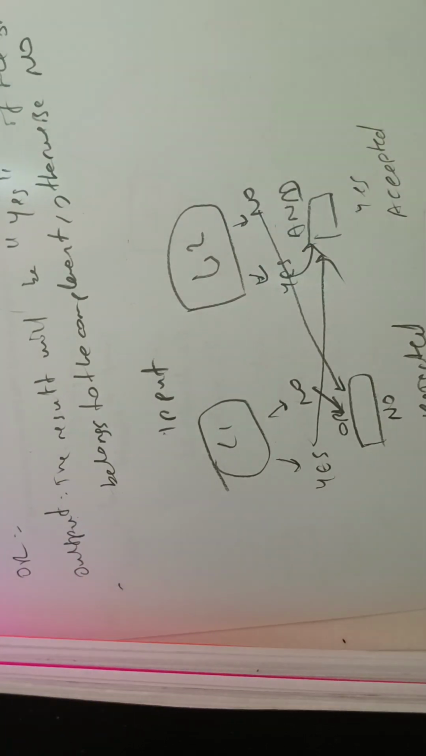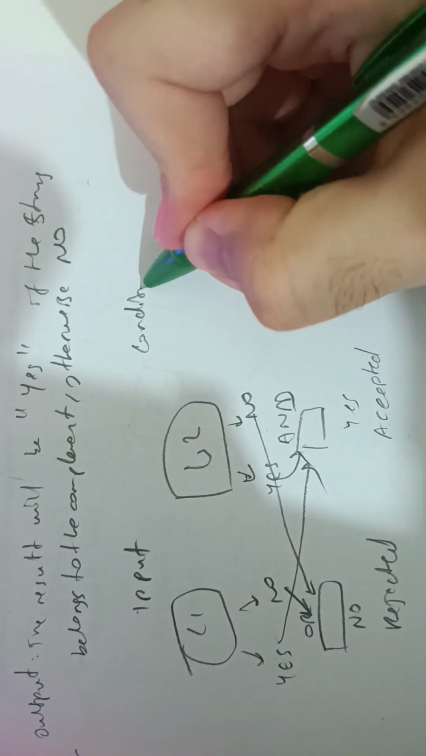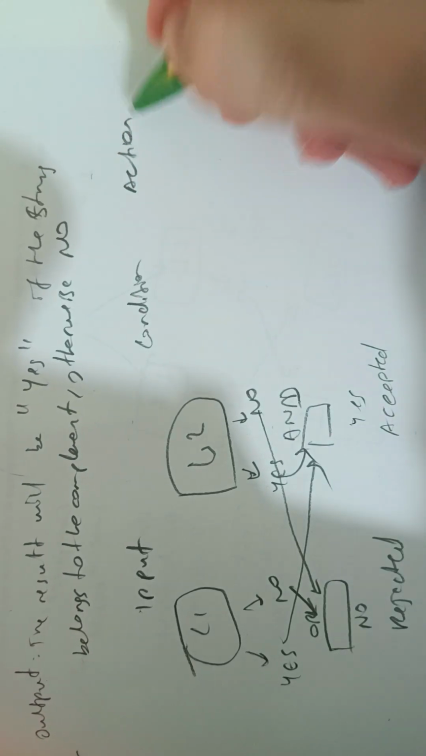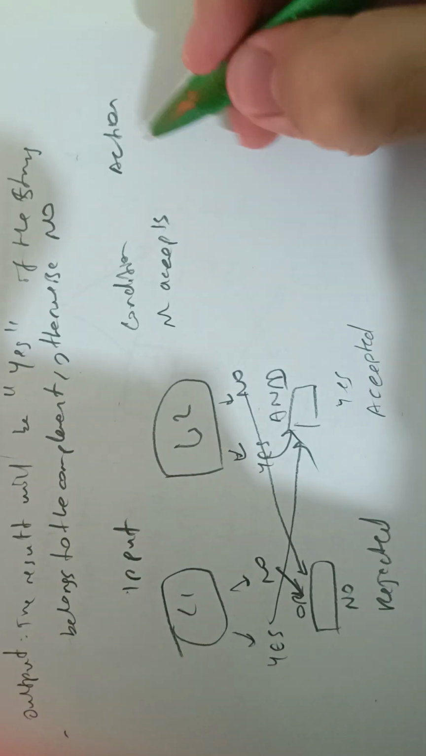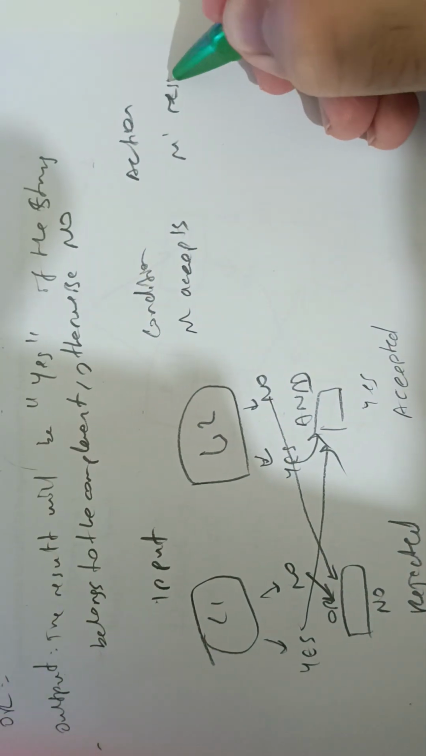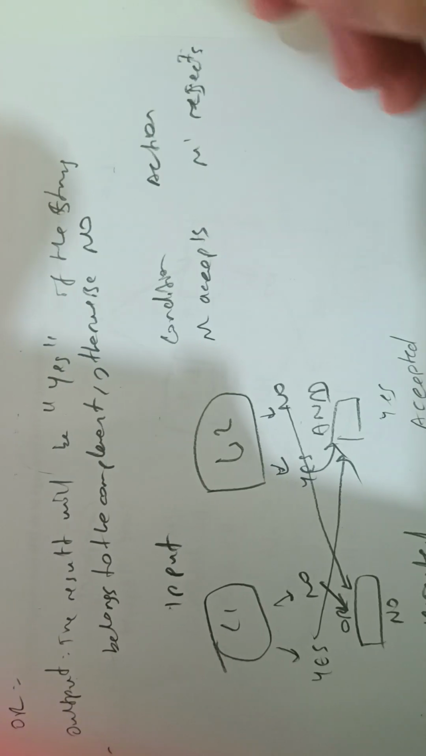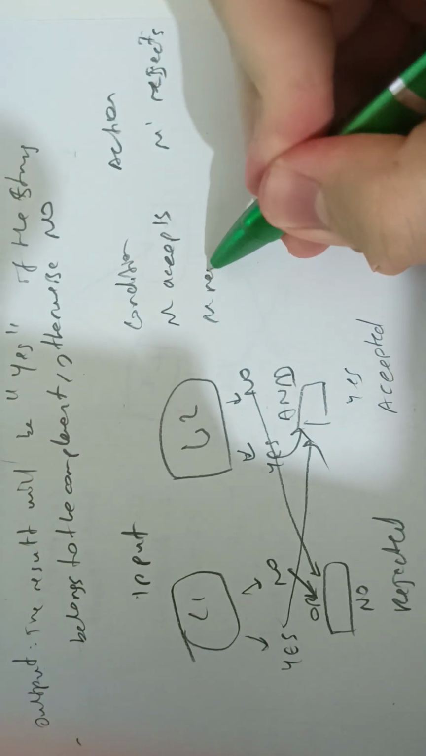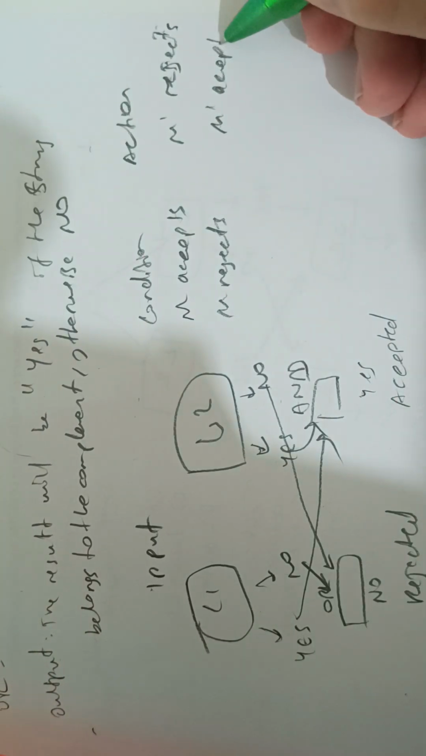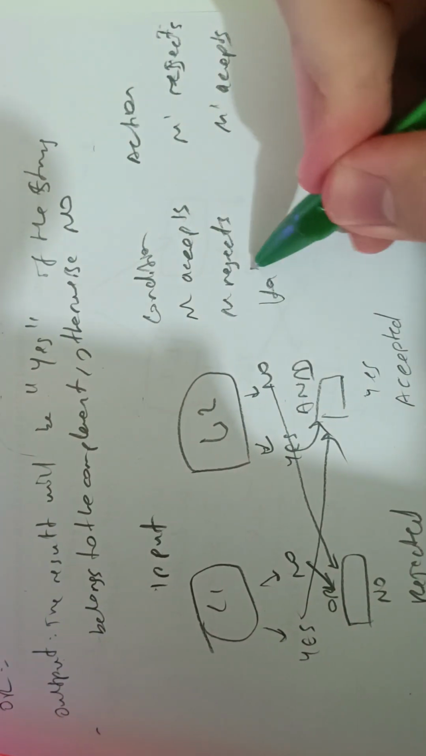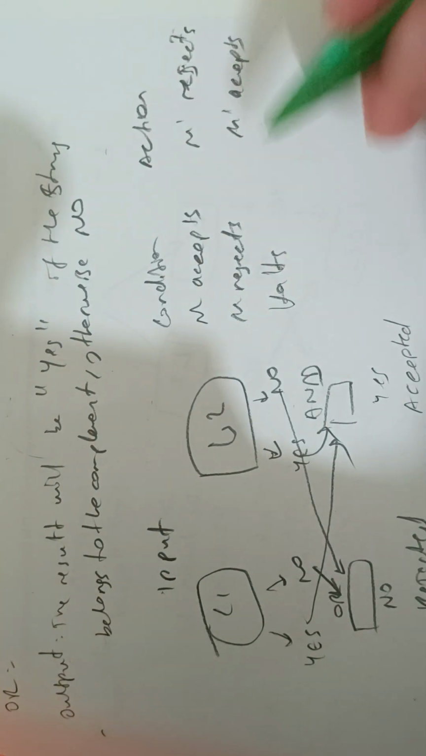After that, let's mention the condition and action. Condition and action. Accepts. This one rejects. Rejects. Accepts. Halts and yes. The condition and action are coming from here. This is looking good enough.